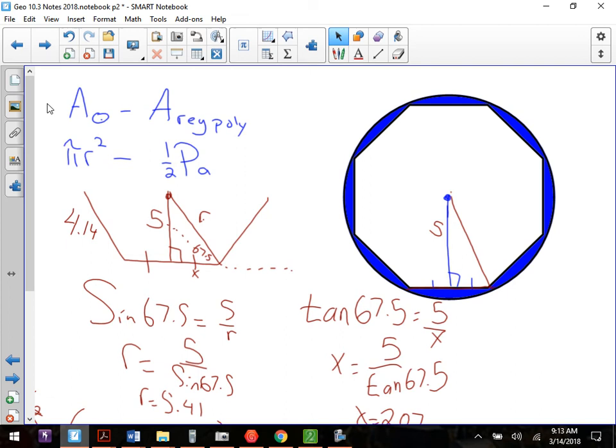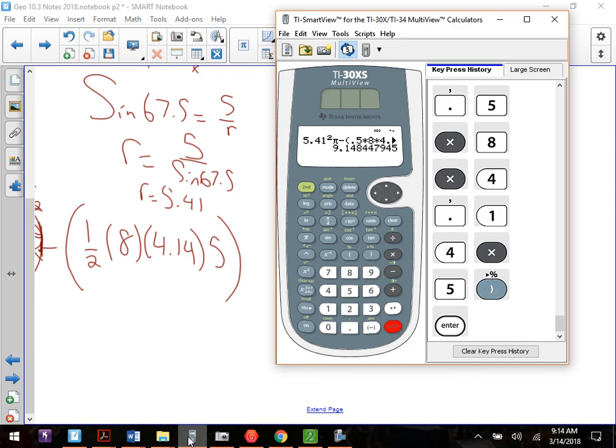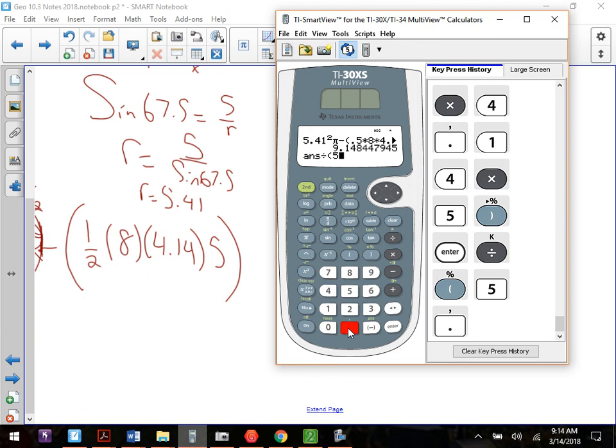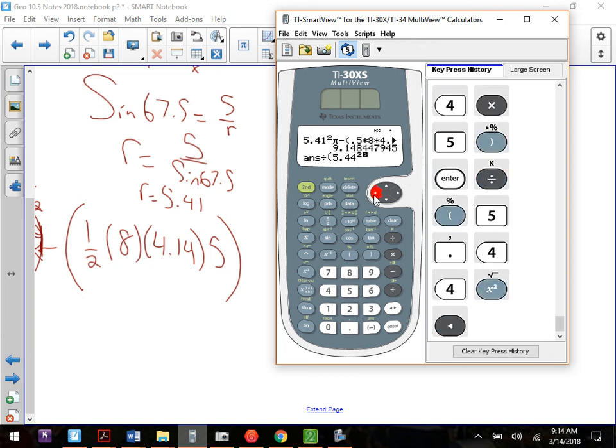Well, here we found the area of the shaded region. The area of the shaded region was 9.15 or something like that. Well, the largest shape here is what? Circle. So how do you find the area of a circle? Pi r squared. So what we would do is we would take that answer we just had, and I would just divide that by my 5.41 squared. I'm so bad with this calculator.